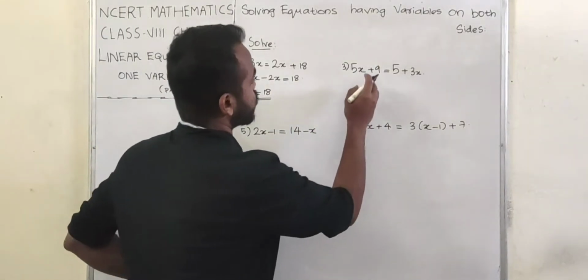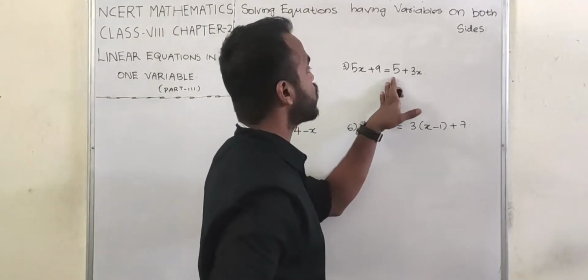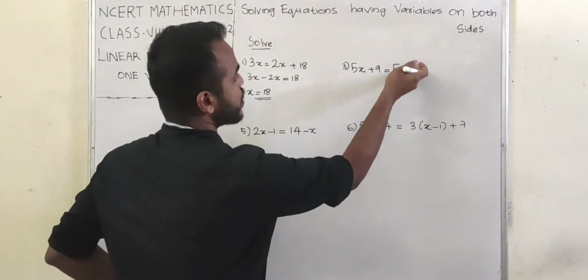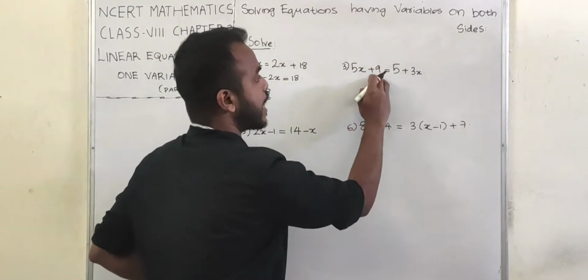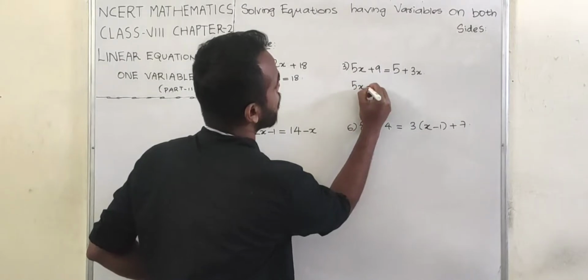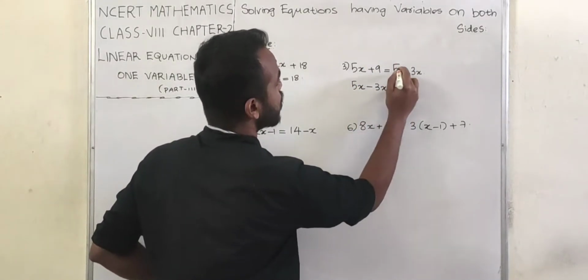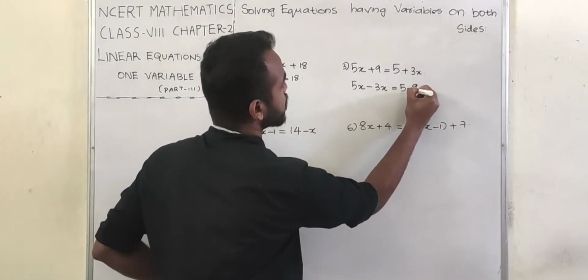Then let's try the next one. Third one, 5x plus 9 is equal to 5 plus 3x. So take this 3x to the left hand side and this 9 to the right hand side of the equation. So what happens? 5x minus 3x. Now take this 9 to the other side. What happens? It becomes 5 minus 9.